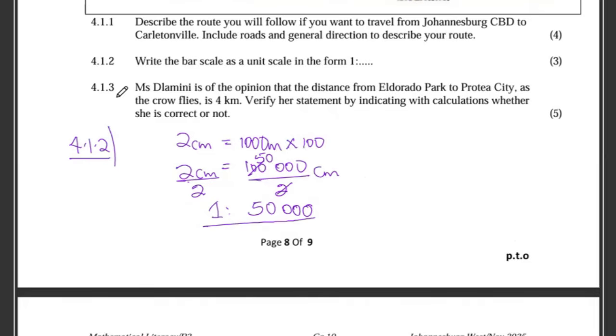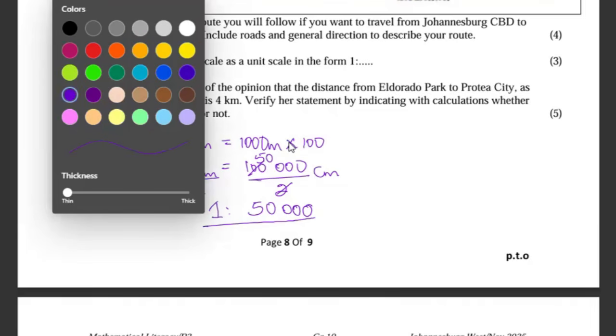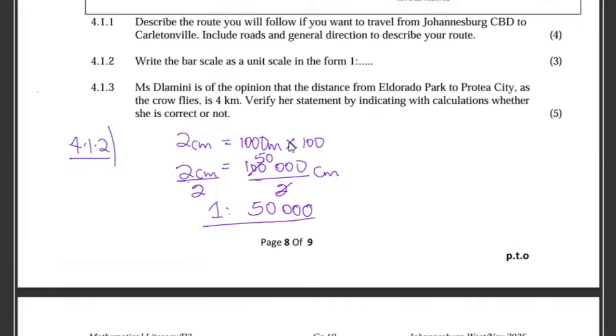Okay. So Mrs. Lamini is of the opinion that the distance from Heraldo Park to Protea City as the crow flies is 4 kilometers. Verify her statement, indicating with calculations. Now, let me do question number 4.1.3, sorry. So what are we going to do? We are verifying this. This is the actual distance.